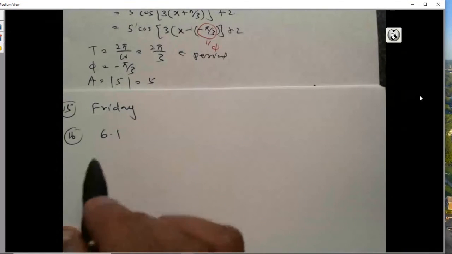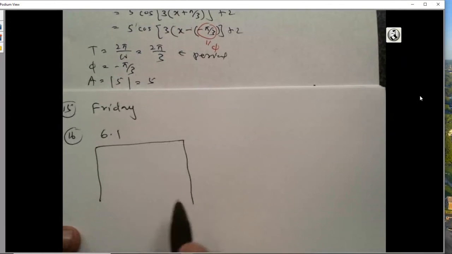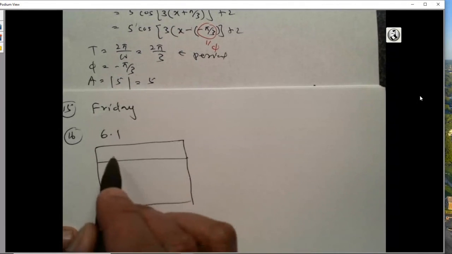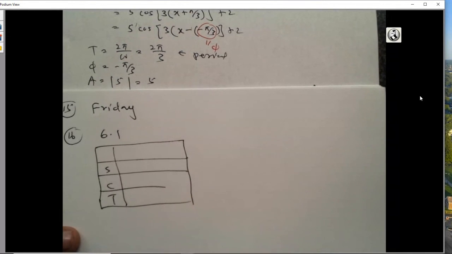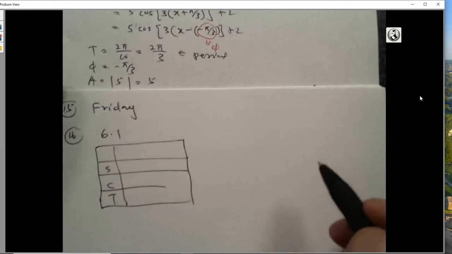Okay, for 6.1, we again need the same table that you learned a few minutes ago. The sine cosine table. It's the same thing, nothing new.